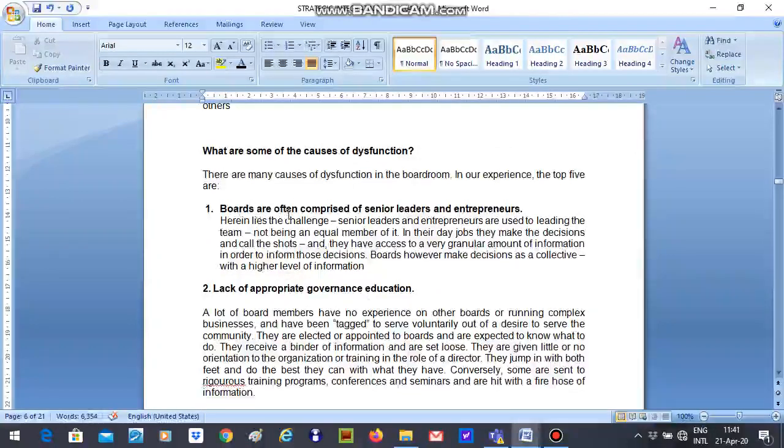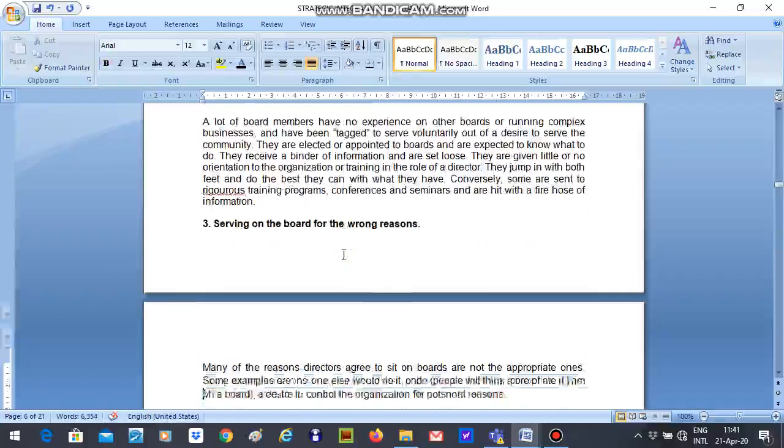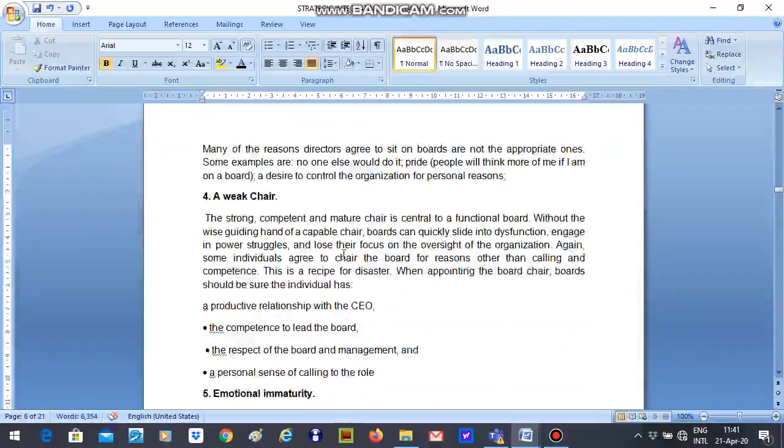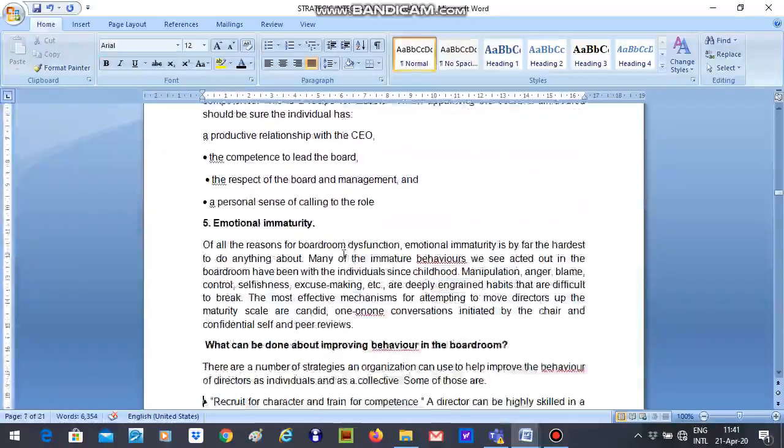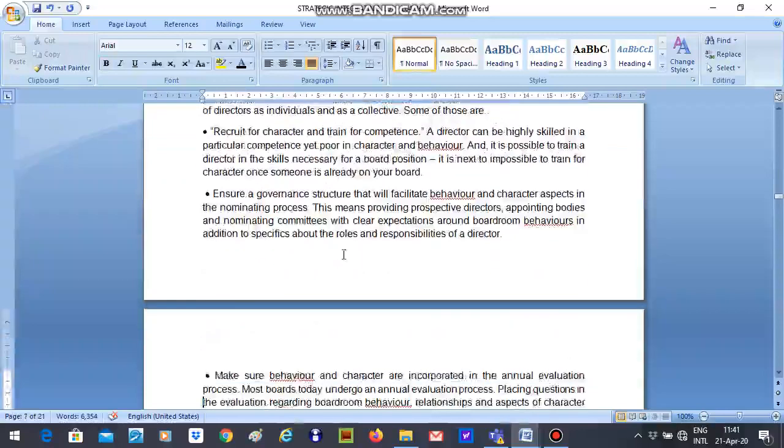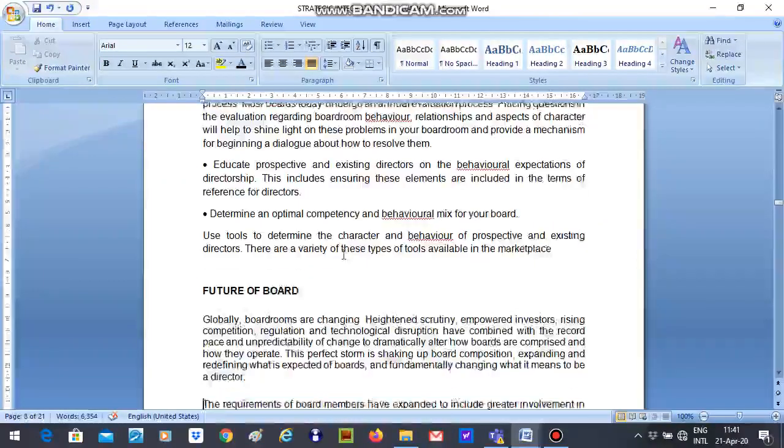We are looking at one: boards are often comprised of senior leaders and entrepreneurs. When it's like this, you have leaders and entrepreneurs who have authority in their own businesses. They are not used to being at par with others. They are used to being the bosses, used to making decisions. And so when they come to the board, they have to come down and be equal, and that becomes a problem. So those are the challenges. Furthermore, we have more challenges down there, and I want students to read and get used to them.